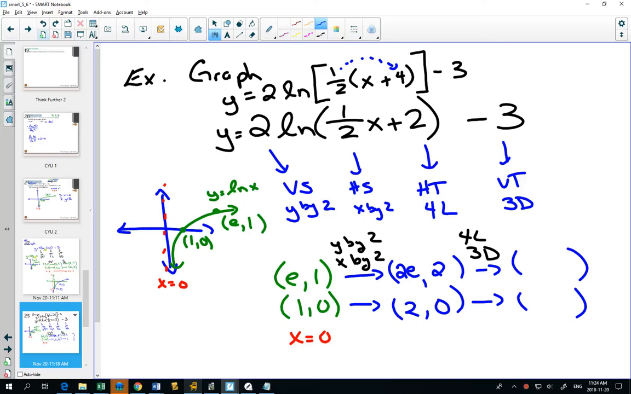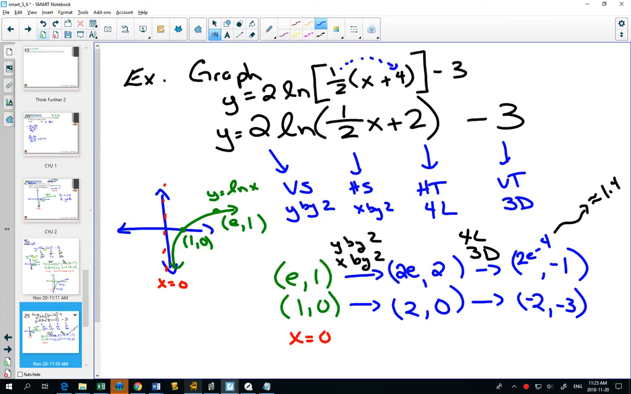3 down, we'll do those ones first. You would get -1 and -3. 4 to the left, well, this one's easy. They'll become -2. And this one, 2e minus 4. So you do 2 times 2.7, which is 5.4, minus 4. 5.4 minus 4 is approximately 1.4. And that kind of mental math will help us draw it on our graph.